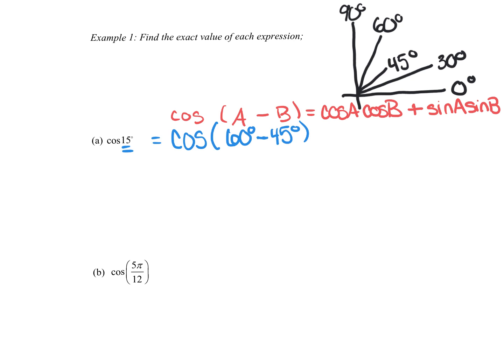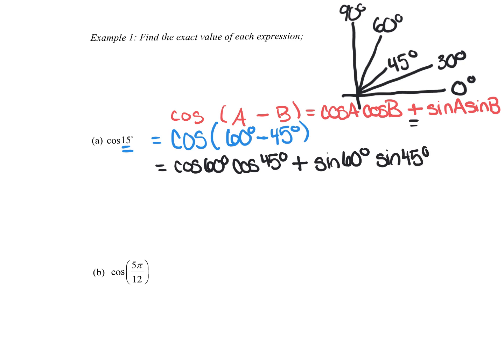So I'm going to write this formula out. This is going to equal cosine 60, cosine 45, plus sine 60 and sine 45, because when I set my formulas up, 60 was A and 45 was B. And now I can find the exact value of cosine of 15 because I've rewritten it in terms of things on the circle that I know.